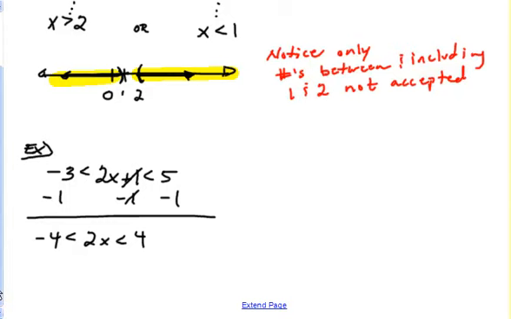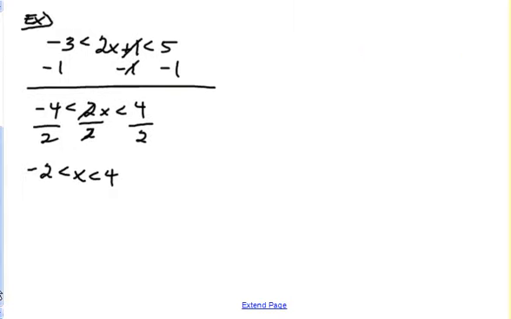Okay, but for right now, we're going to divide by a positive 2, right, to get x by itself. And we know that's okay. Nothing has changed or messed up. So we have negative 2 is smaller than x is smaller than 4. Can you guys graph that? Yes, if I could divide, it would be helpful. Oh, well.